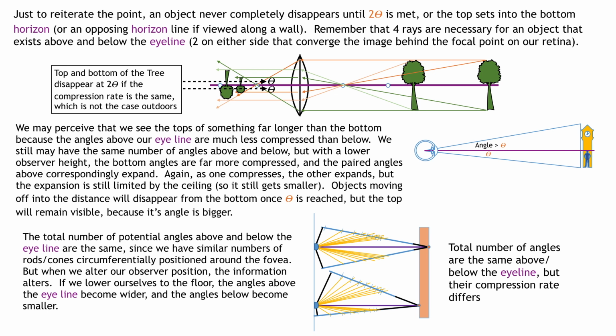But if I go outside and I lose the ceiling, let's say, and I'm only compressing the floor, well then the floor is the only thing where I reach the resolution angle sooner, and that is going to disappear first. So again, 4 rays are necessary for an object that exists above and below my eyeline, right? I need 2 rays coming off the top of the tree, and I need 2 rays coming off the bottom. They are going to intersect and create an inverted image like we talked about in part 1.